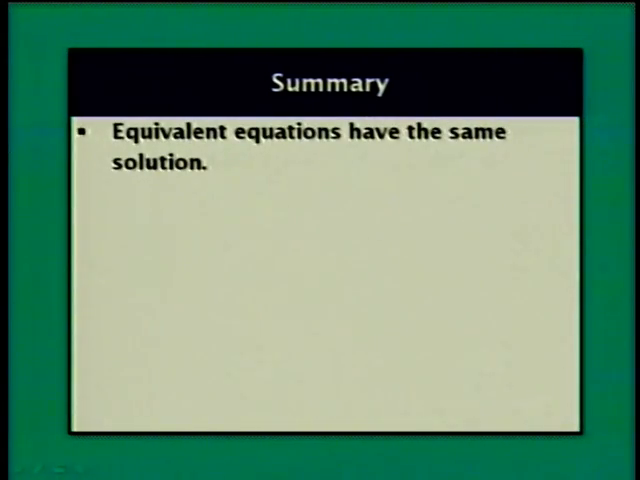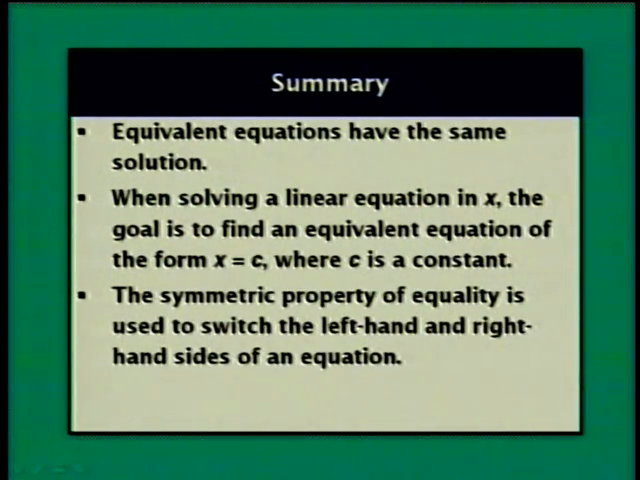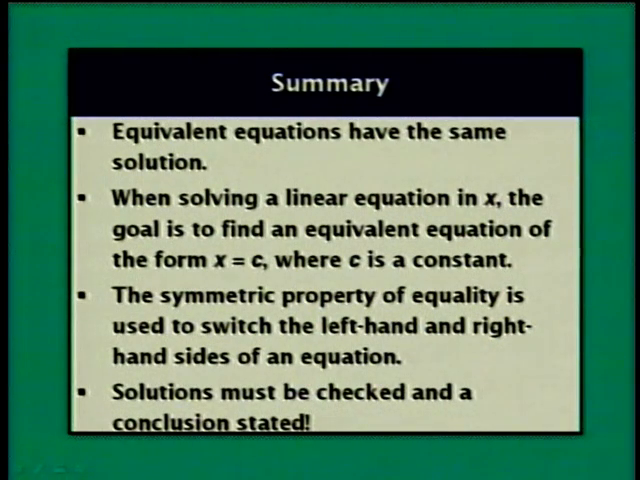So let me just summarize some of the things we looked at. Equivalent equations have the same solution. We're interested in equivalent equations because our goal is to find an equivalent equation in the form x equals a constant, or perhaps t equals a constant, or z equals a constant, whatever the variable happens to be. The symmetric property of equality is what I use when I switch the right and left-hand sides of an equation, and we can always use that. And the last thing that we were just talking about, solutions must be checked, and we have to state a conclusion. We need to say what the solution is.